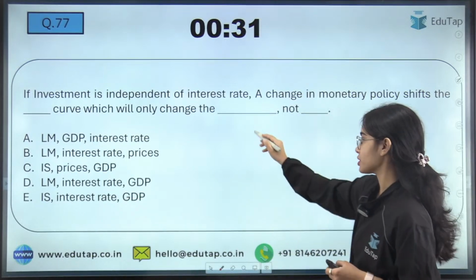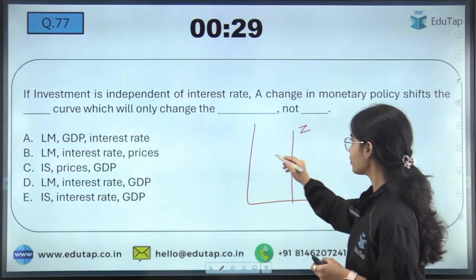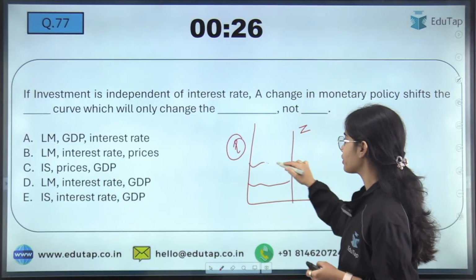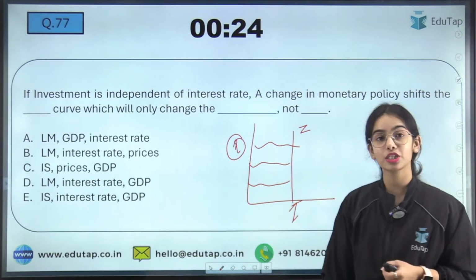Coming to the next question: if investment is independent of rate of interest, that means investment does not depend upon the rate of interest. This is the investment curve, it does not depend upon rate of interest. Whatever is the rate of interest, the investment will not change.